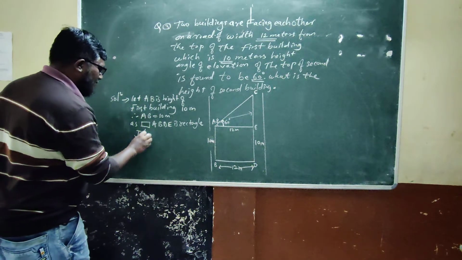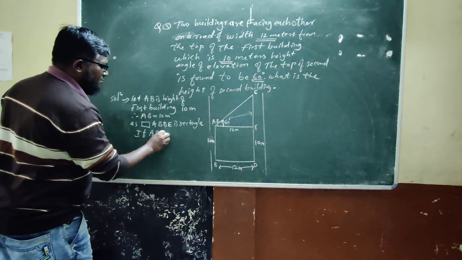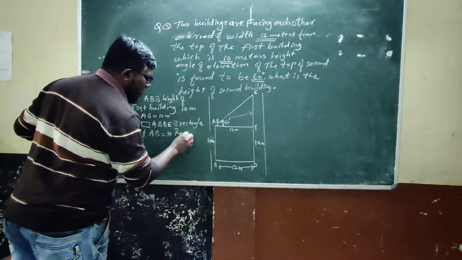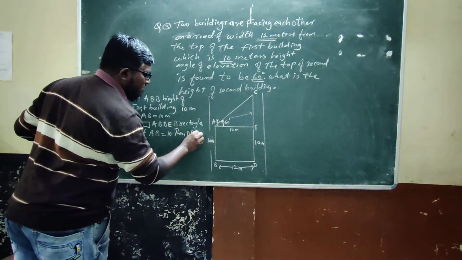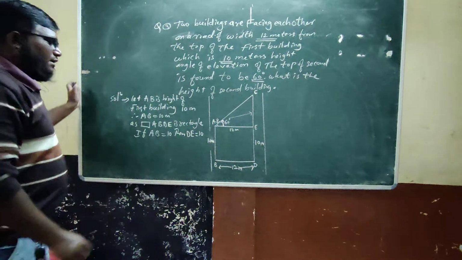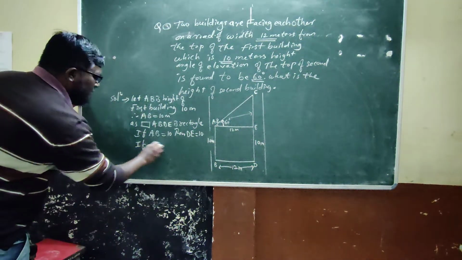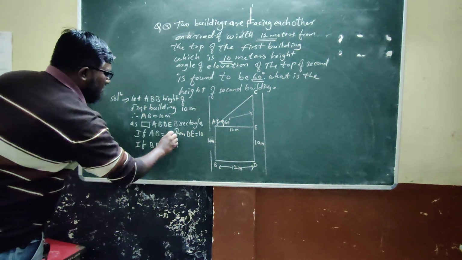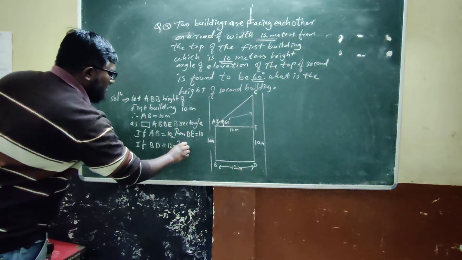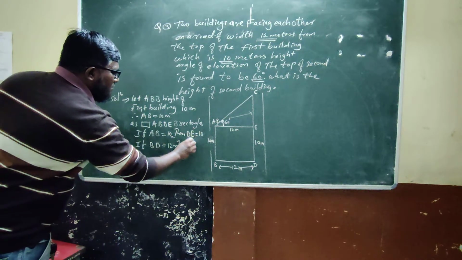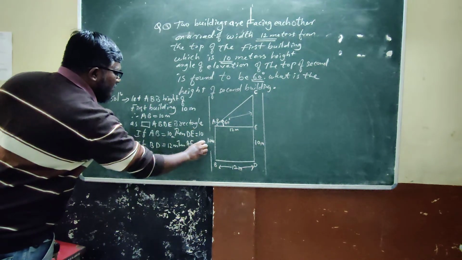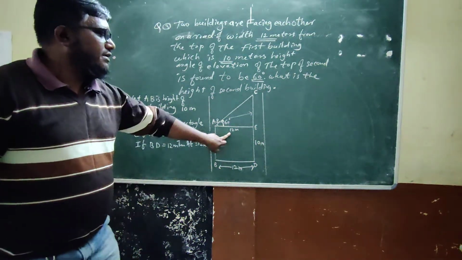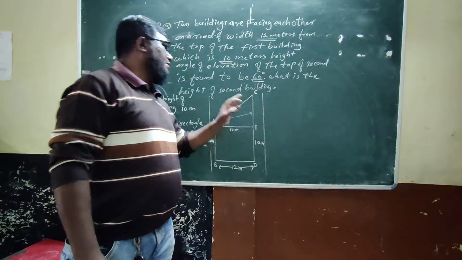If AB is 10, then DE is also 10, and if BD is 12 meters, then AE is also 12 meters. Now dear students, keep in your mind this 12 meters is useful for finding CE.